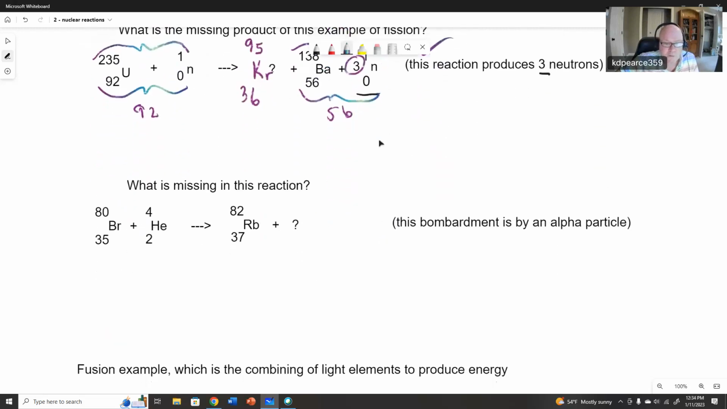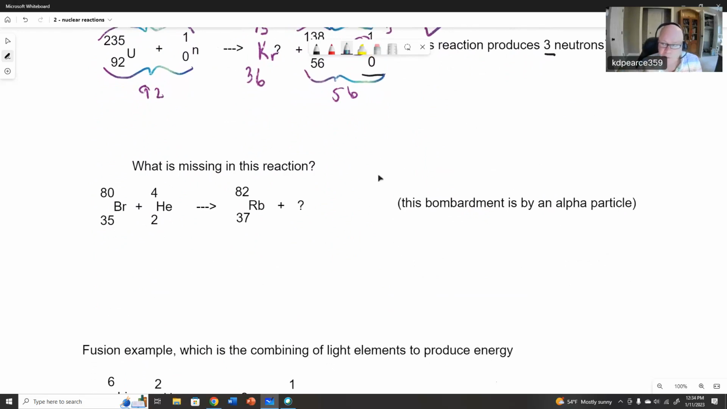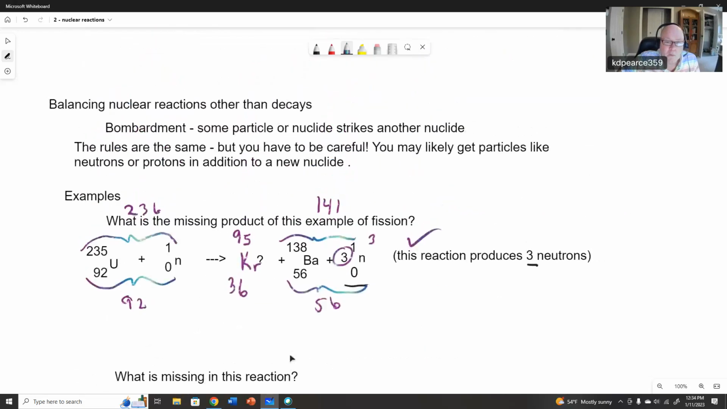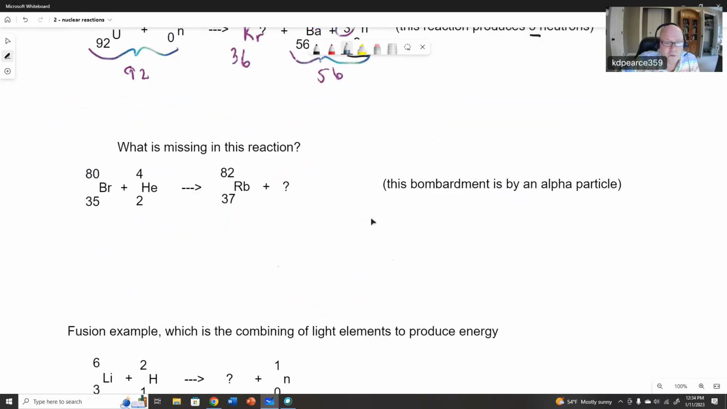So let's take a look at this one right here. This is a bombardment reaction, which means we are bombarding, which means we're hitting a nuclide with some sort of particle. It doesn't have to be a 4,2 alpha, which is what we have here. It could be another element, and we're combining them. So let's decide what is missing in this reaction. Now, keep in mind what we set up here. The rules are the same, but you have to be careful. You might get neutrons or protons.